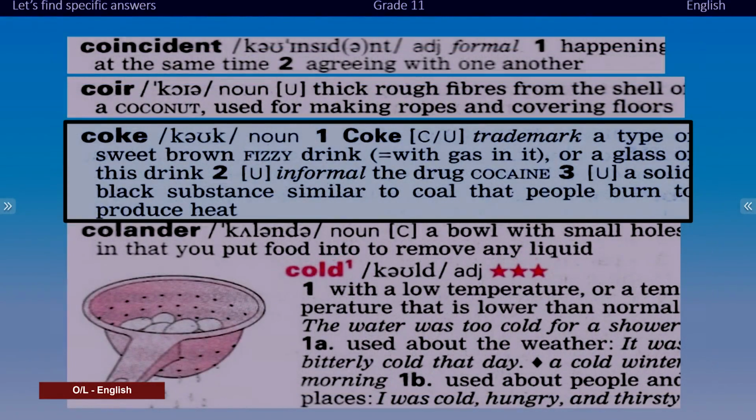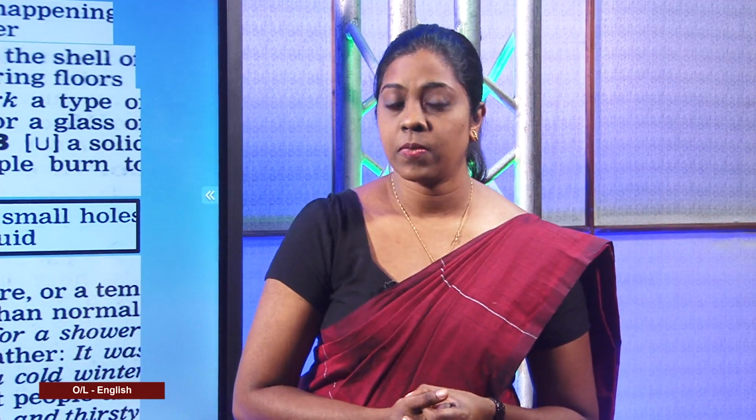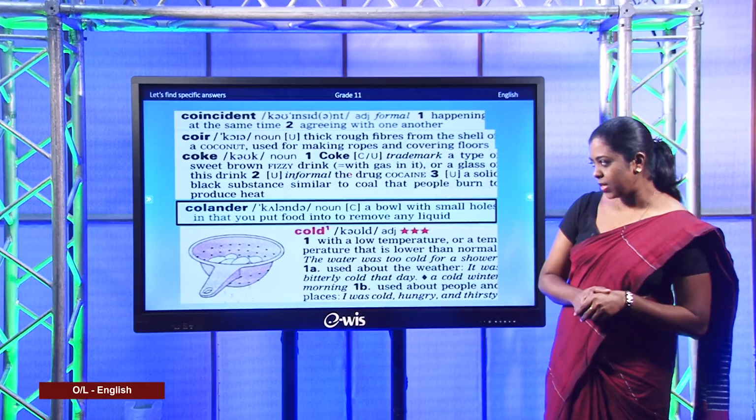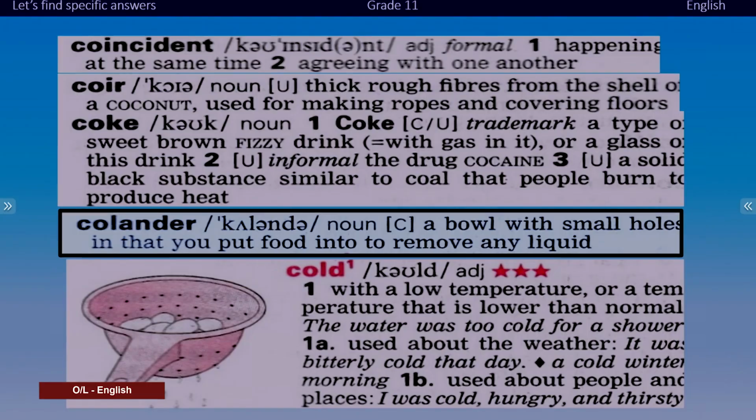And the third word is something which you are very familiar with. That is the brand name of a drink. What is it? Coke. Fourth one, what was the question? A word for a utensil, a container, I told you. You can see the picture here, right? Okay, what is the word? It's the colander, right? This is a bowl with small holes in it. You put food into it to remove any liquid. You can clearly see the picture.